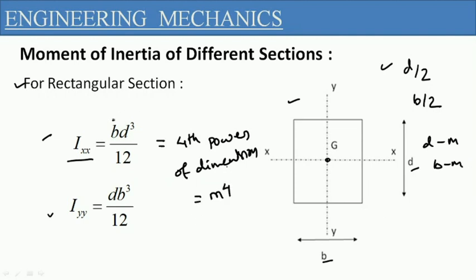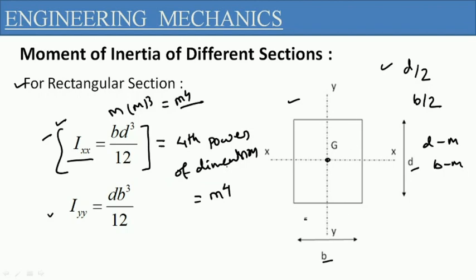So here we can check this term. B will be in meters and d³ is meter cubed, so meter to the power 4 is the unit. So this particular formula Ixx represents bd³/12. This formula you need to learn to solve numericals related to moment of inertia.